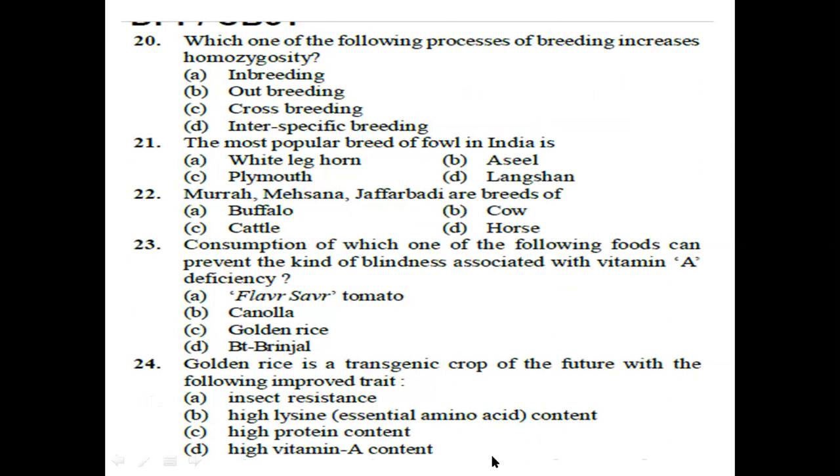Which of the following processes of breeding increases homozygosity? Inbreeding, outbreeding, crossbreeding, interspecific breeding. Which of the following processes of breeding increases homozygosity? It is inbreeding. The most popular breed of fowl in India is Asil. Option B. Murrah, Mehsana, Jaffarabadi are the breeds of buffalo.